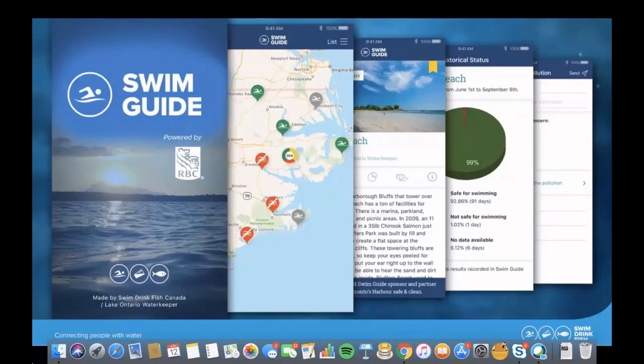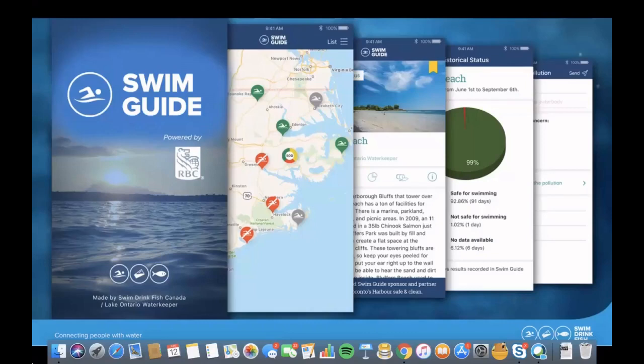At Swim Drink Fish, as I mentioned before, we've been around since 2001, and we work on everything from drinking water to habitat for fish. But really, the main question that we get from the public is still, they're asking us verbatim, is it safe to swim? It's the question that spurred the creation of Swim Guide, and it's a question that people have for their water bodies around the world. People want to go swimming. They want to know where they can go. They want to know what's going on with the water, but the answer to that question is actually really hard to find in certain places, and it shouldn't be.